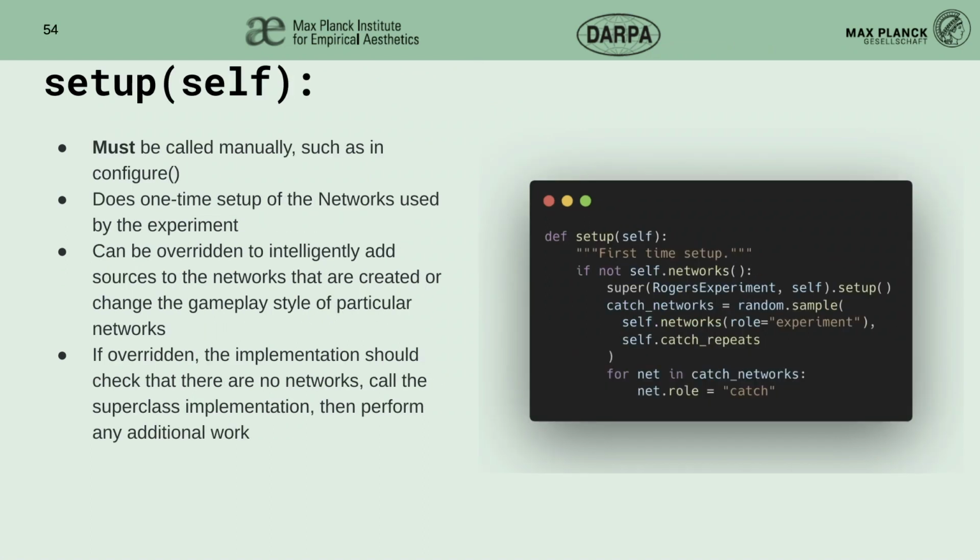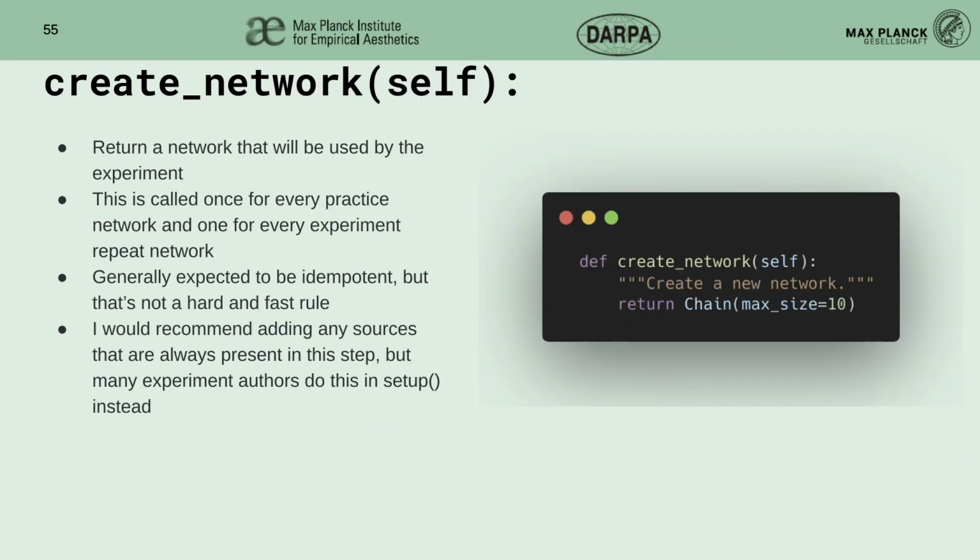Here, we created networks, but some of them were different. But here we have a thing to create networks. So you might wonder, why didn't we create two different types of network here and pick randomly? There's no particular reason not to, except that you don't have any guarantees about how many times create network is called.